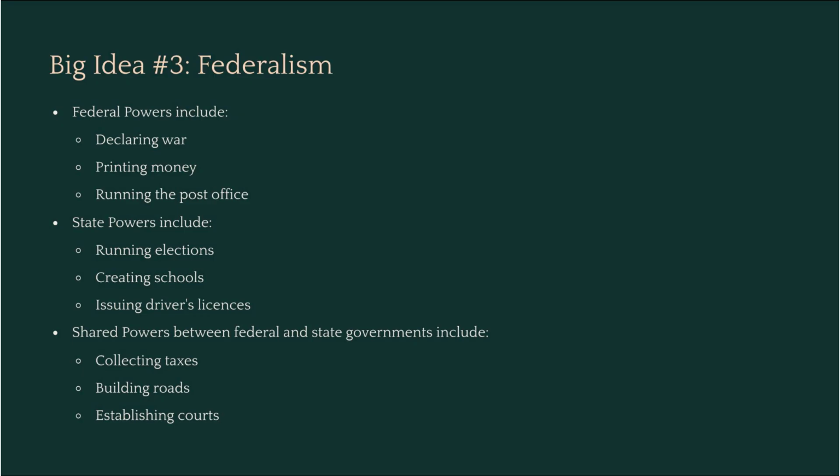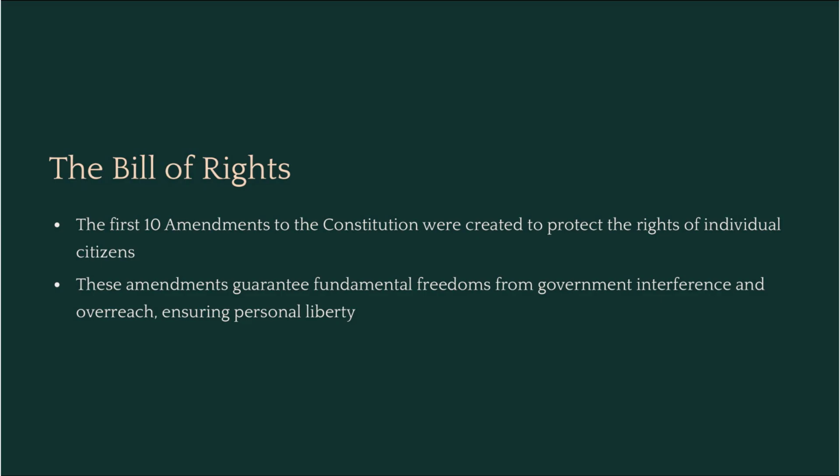This system allows states to be different and create laws that work for their own people, while still being part of one unified country. When the Constitution was first written, some people were worried. They felt it made the new federal government too strong and didn't do enough to protect the rights of individual citizens. To solve this, James Madison wrote a list of 10 amendments, or changes, which were added almost immediately. We call this the Bill of Rights.